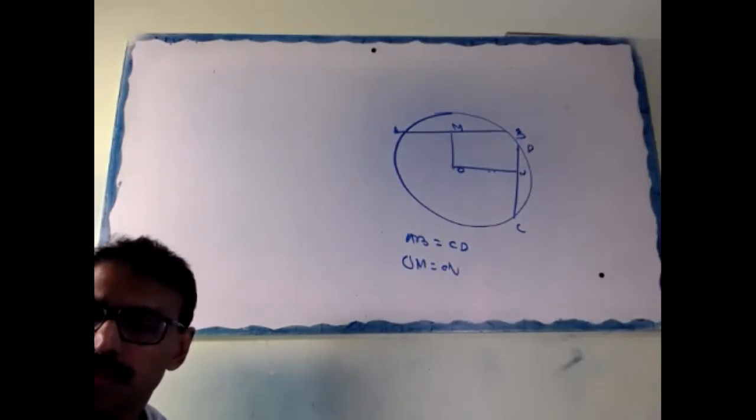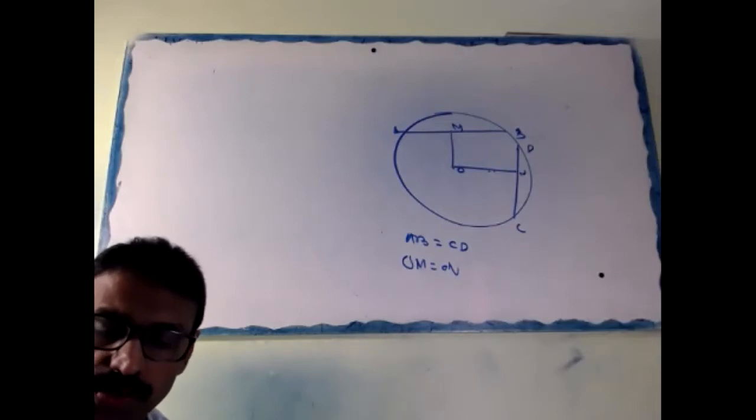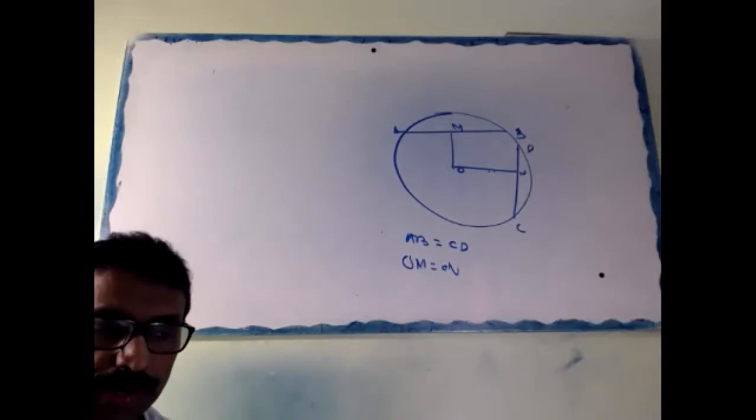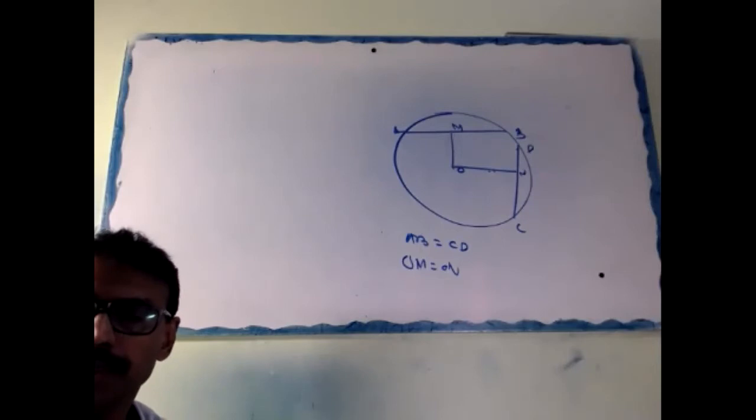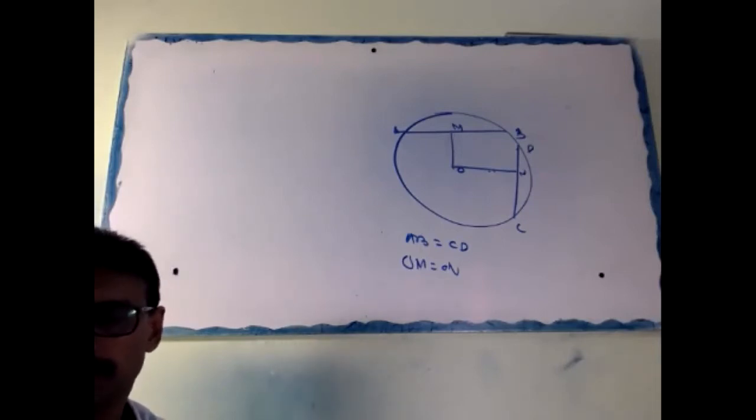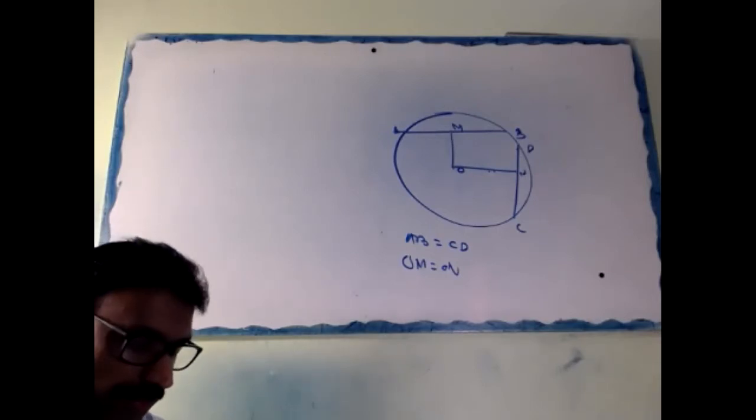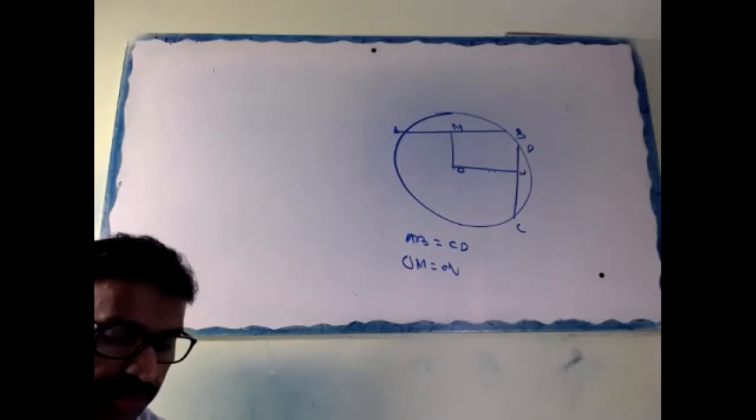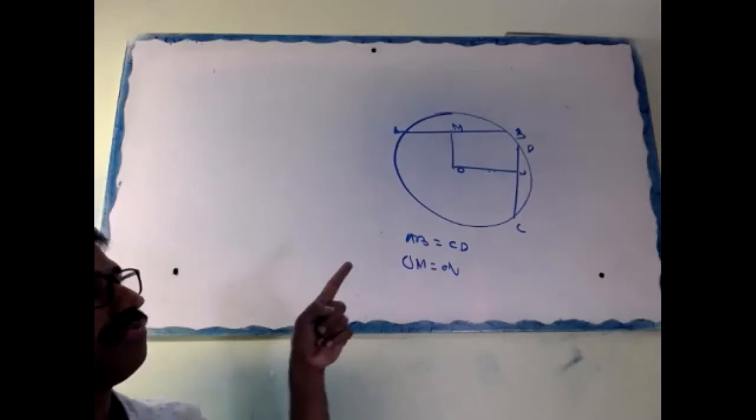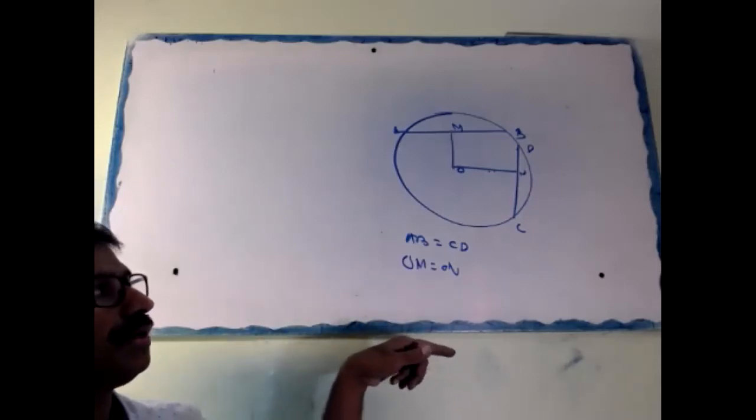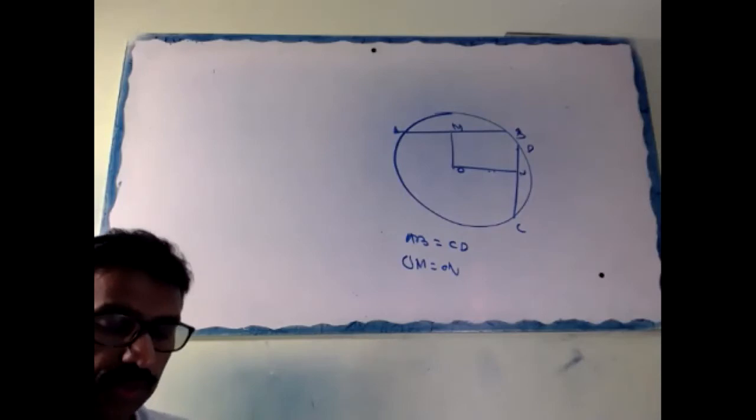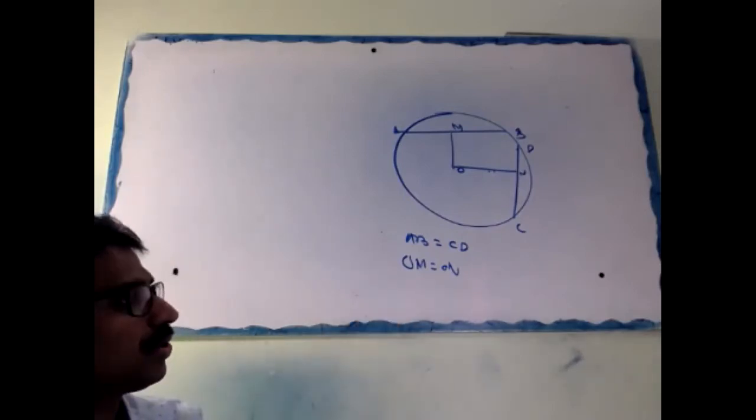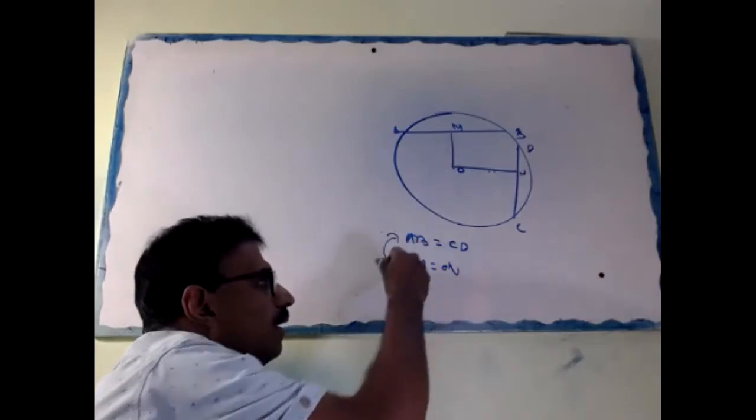Clear now? I'll just go through what the theorems are. Theorem number one: the perpendicular from the center to the chord bisects the chord. Second theorem: the line segment joining the midpoint of the chord and the center is perpendicular. Third: equal chords of a circle are equidistant from the center. That means if AB equal to CD, OM equal to ON. Its converse is the chords of a circle which are equidistant from the center are equal. That means if OM equal to ON, AB equal to CD.